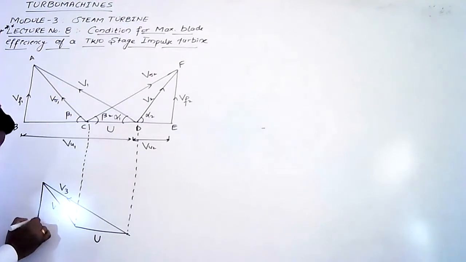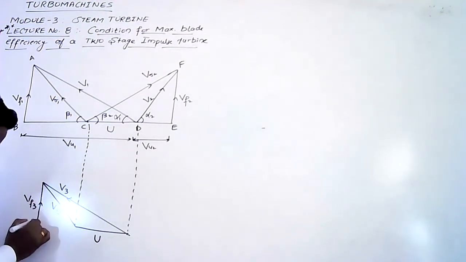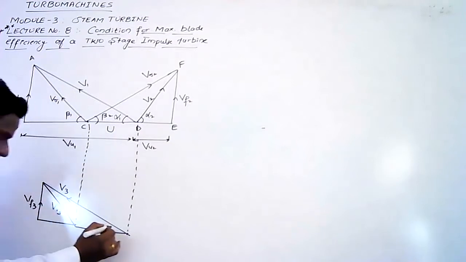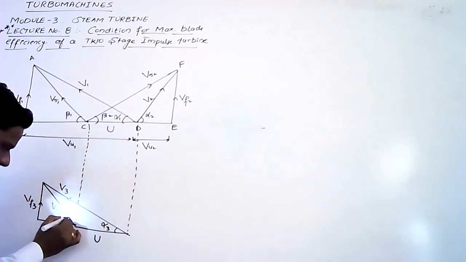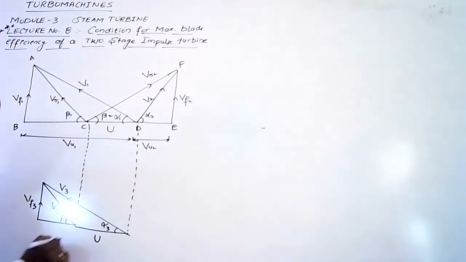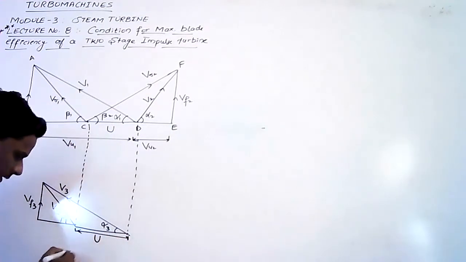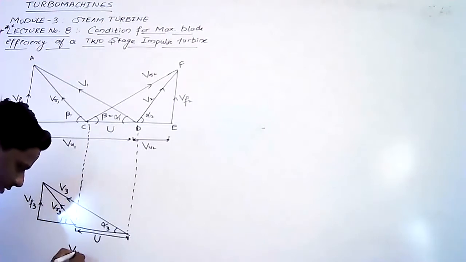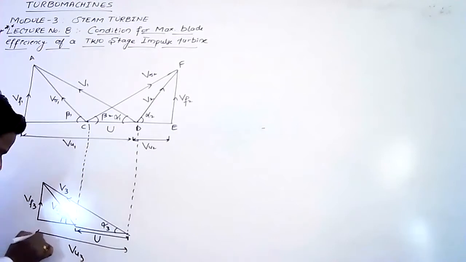The vertical component of V3 is again VF3. Similarly, join these 2 points. For V3, the angle is alpha 3. For VR3, the angle is beta 3, and its horizontal component is VU3, the tangential velocity component at the inlet.